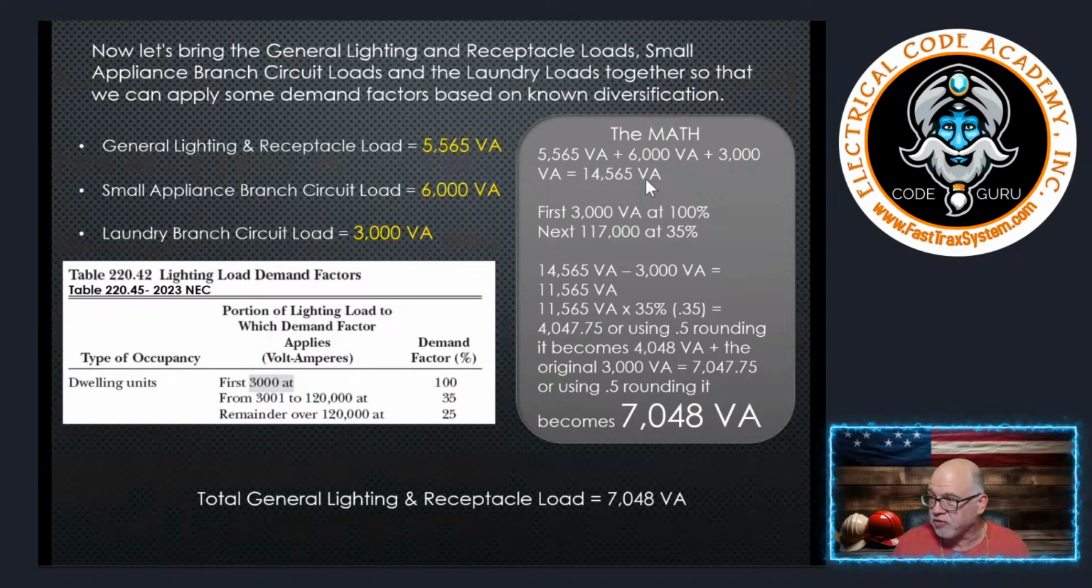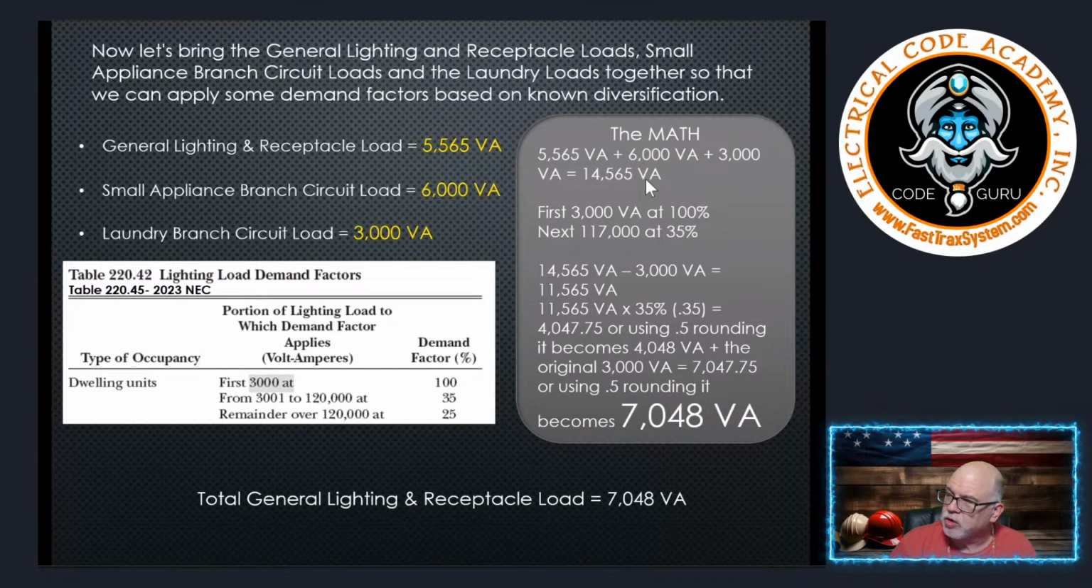But again, I never trust the math. So 5,565 plus 6,000 plus 3,000, and that is 14,565. So that part was correct. So I'm going to transfer that down to box number 4 in my little calculation here: 14,565. Okay. So now I'm going to get to apply some demands here.